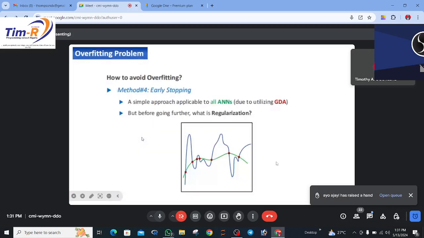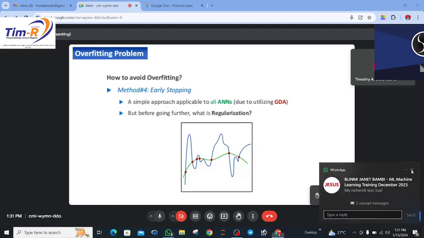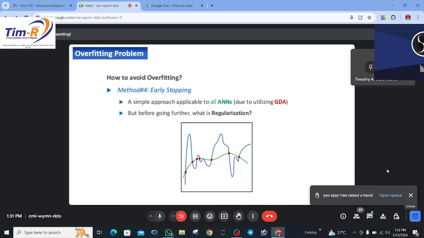The next one is early stopping. Early stopping is a simple approach applicable to all artificial neural networks which use gradient descent. But before going further, we need to know what regularization is. Early stopping has to do with this: when there is room for overfitting, or when overfitting wants to set in, we just come in and stop, so that there won't be overfitting.